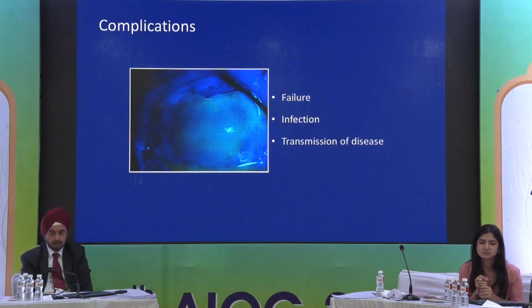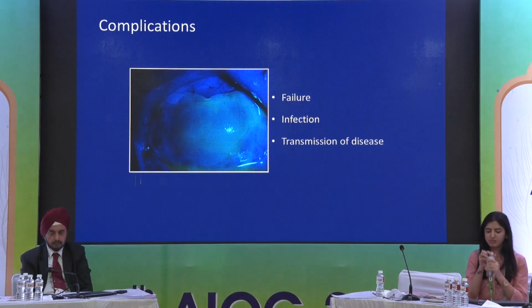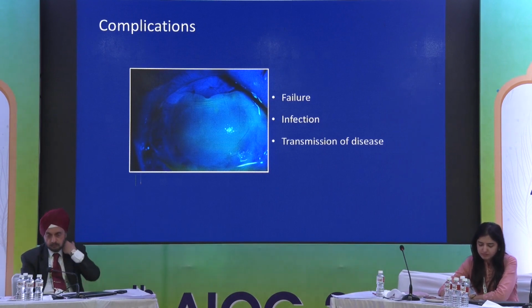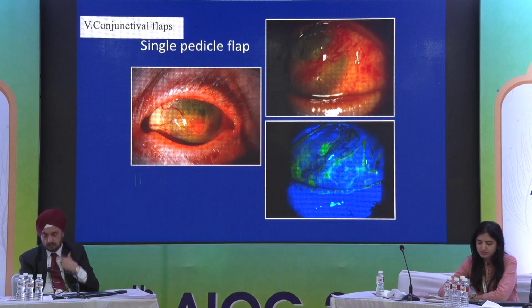Now remember that with amniotic membrane, you can get failures, you can get infections, you can get transmission of disease. Whenever we put an amniotic membrane, we like to put a bandage contact lens, but be wary of persistent infection. The infection can get worse if it's an infected ulcer, or you can do a tarsorrhaphy to maintain the amnion in place so it doesn't fall off.